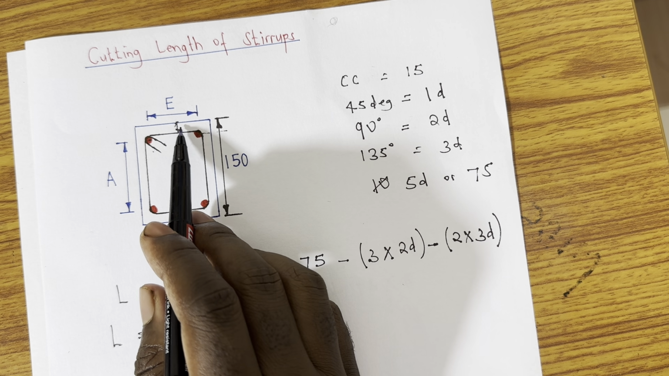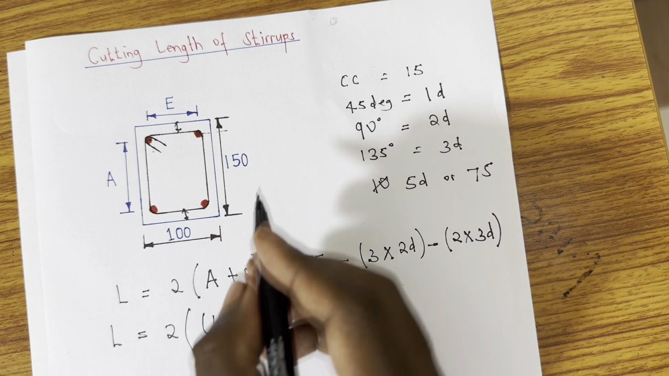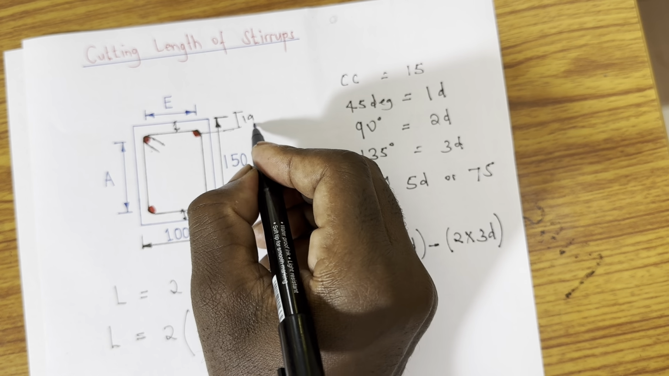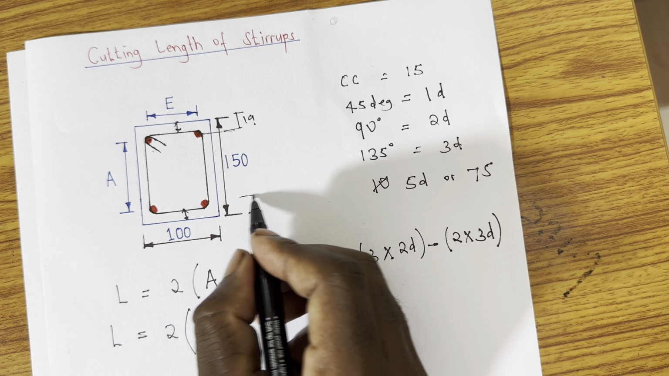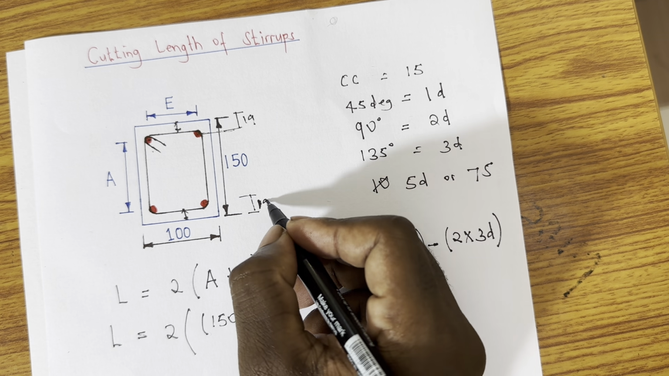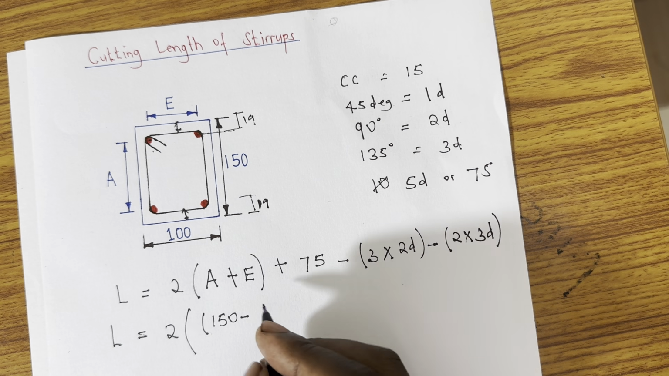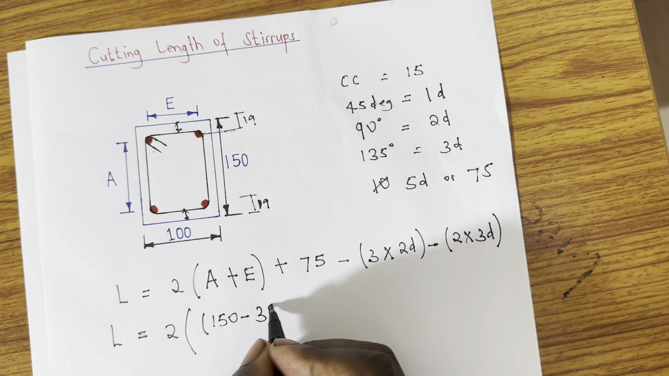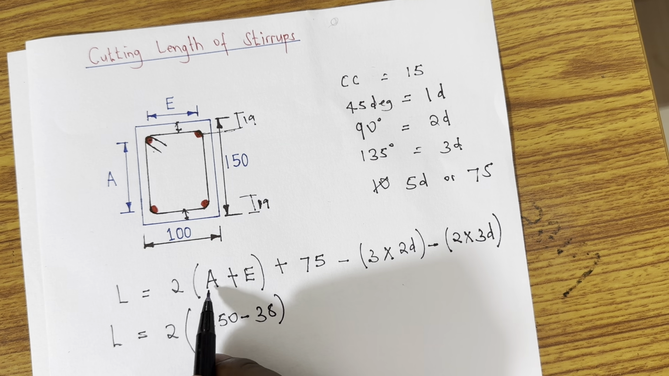So 4 plus 15 will be 19. So from the center of this to this is 19, and on both sides, center is 19. Now, that means I will have to take away 2 times 19, which is 38. That is only the part for A.